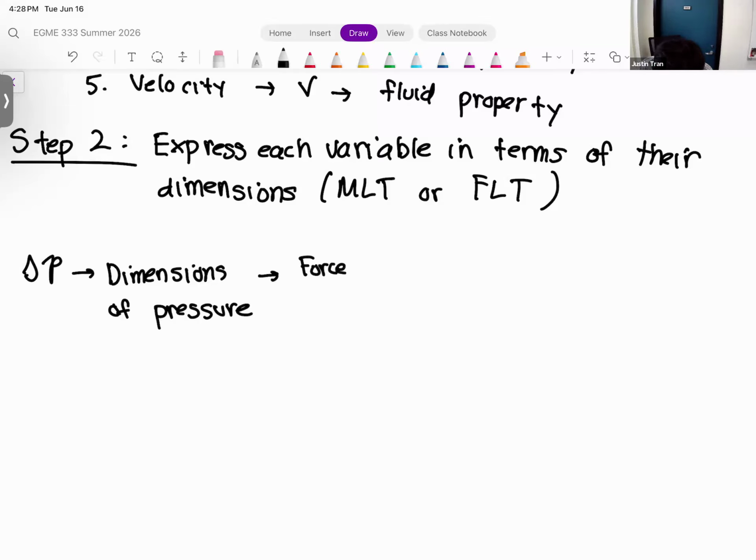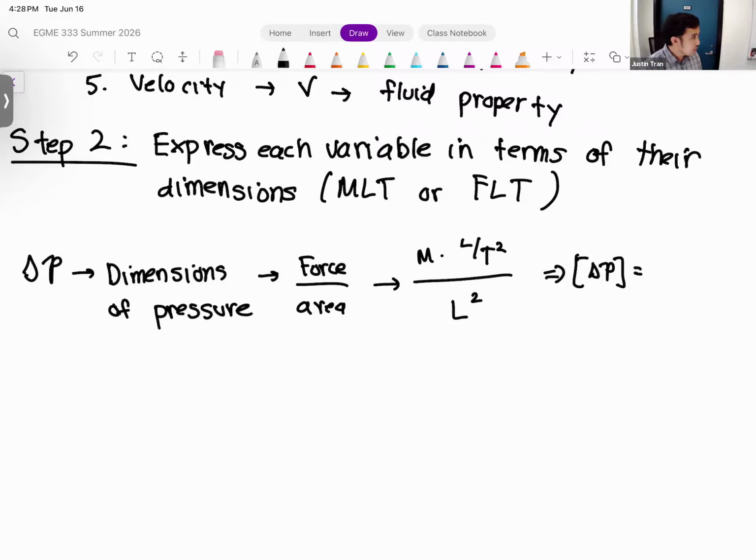So pressure we know is a force divided by an area. Where a force, if we want to express this in mass, length, time units, is a mass multiplied by an acceleration, because F is equal to ma. So we have a mass multiplied by an acceleration, which is length over time squared. And an area has dimensions of length squared. If we work this through, we can see the dimensions of pressure, and we can use these square brackets to indicate dimensions, are mass divided by length times time squared. And that is in the MLT dimension system.